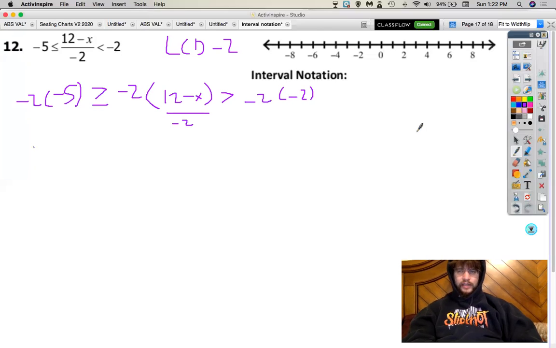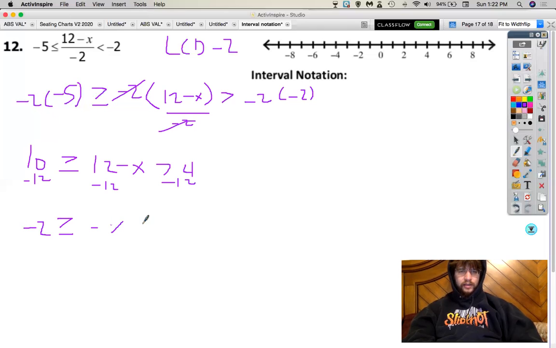Do what you got to do to it. These cancel. 10 is greater than or equal to 12 minus x, which is greater than a 4. Subtract 12. Negative 2 greater than or equal to negative x, greater than, that's a minus sign, not a greater than or equal to, so be careful. Don't misread your handwriting, I almost did. Negative 8. And then I divide through by a negative 1 to all three sides.